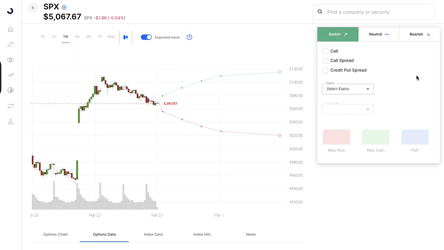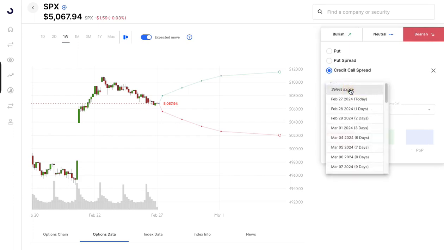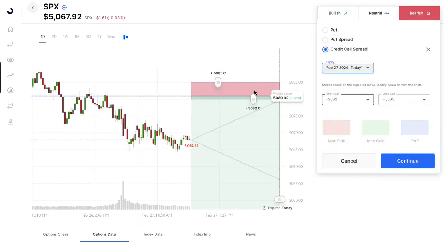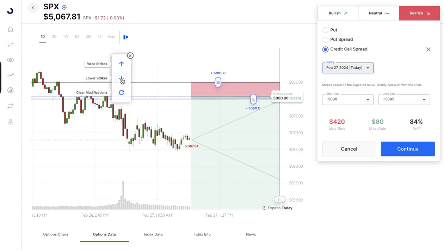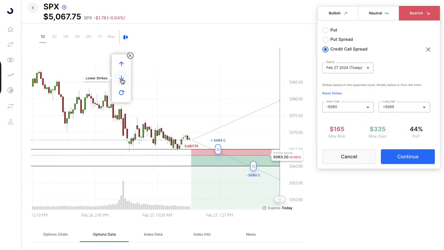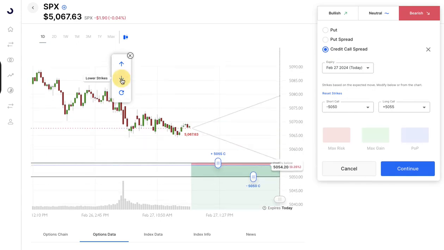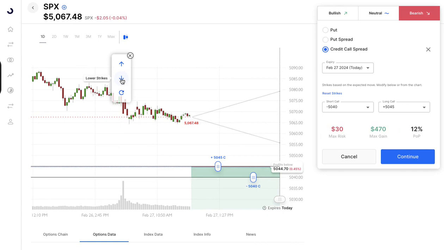So what we would be looking to do here is go into a credit call spread, right? And we are going to select today's expiry. It's going to generate a credit call spread out of the money. What we're going to do is take this down to the strikes of our credit put spread, and we'll discuss what's going on here. So as you can see, this trade is selling an in-the-money credit call spread well below where the stock is trading, and we would be risking about 30.